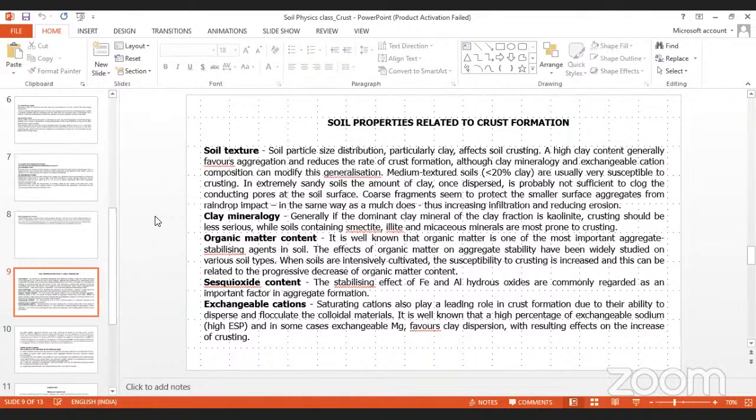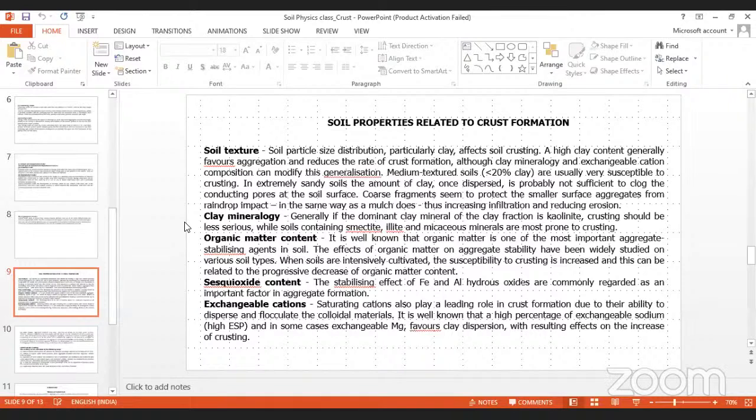And organic matter content: as we studied in yesterday's class, organic matter content increases the aggregate stability, so the organic matter content will reduce the crusting tendency of soil. Sesquioxide content: the stabilizing effect of iron and aluminum oxides is commonly regarded as an important factor in aggregate formation also, because they are cementing agents. So they reduce the crusting.